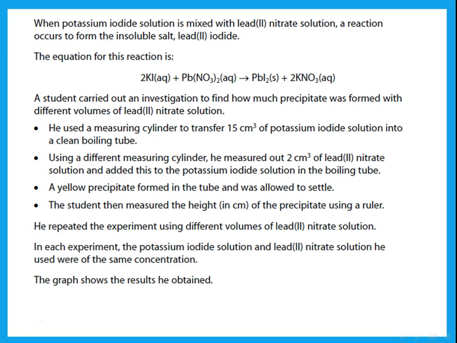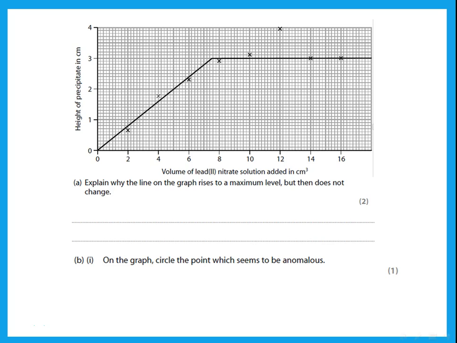So what we have is, he has in the test tube 15 centimeter cubed of potassium iodide. So every time he's adding, he just has the 15 centimeter cubed of potassium iodide. And what he's doing is, he's measuring out more and more lead nitrate. He repeated the experiment using different volumes of lead nitrate. So every time he has a certain amount of potassium iodide, 15 centimeter cubed, but every time he's adding more and more lead nitrate. In each experiment, the potassium iodide solution and lead nitrate solution he used were of the same concentration, and the graph shows the results.